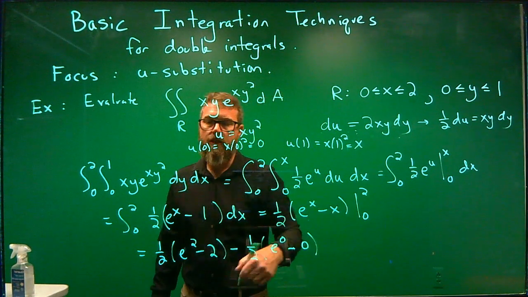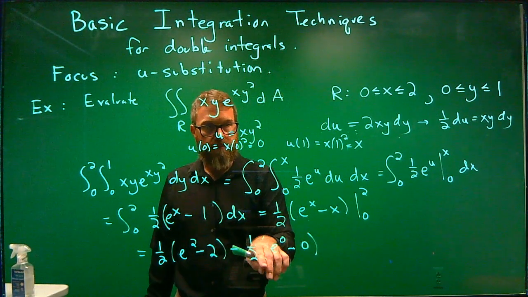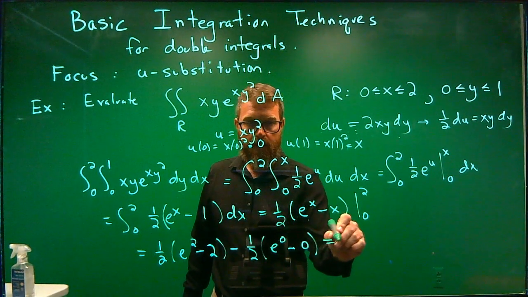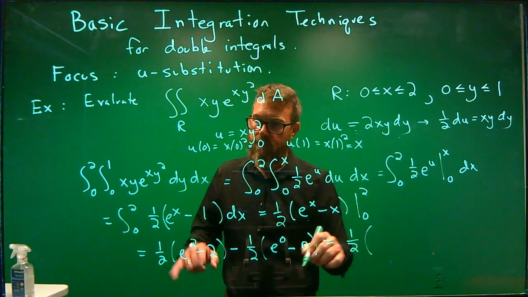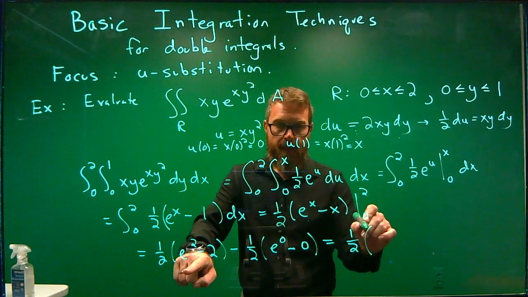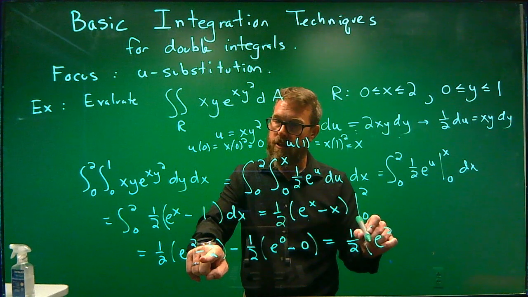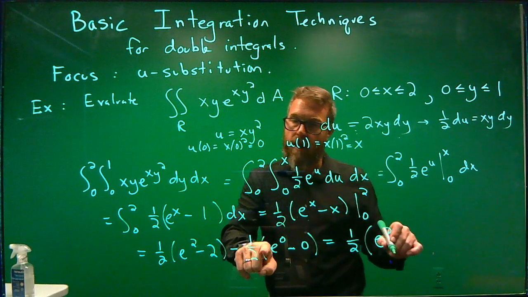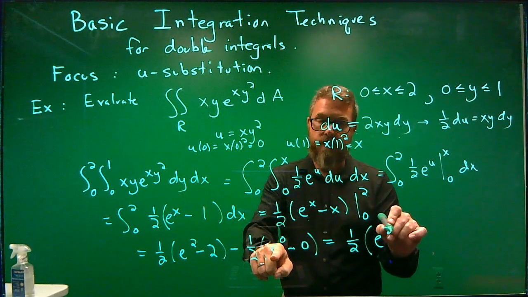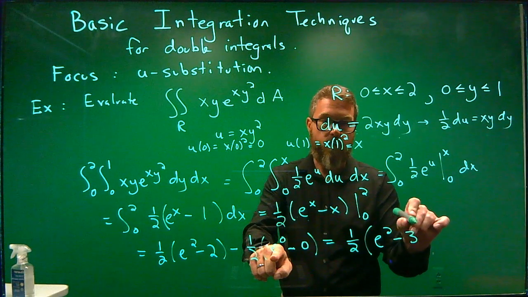Okay, finishing this off, this is going to be equal to 1/2, they both share a factor of 1/2. So I'm going to have e squared minus 2, also minus, pulling out this 1/2 is going to be minus 1, so this is going to be minus 3.